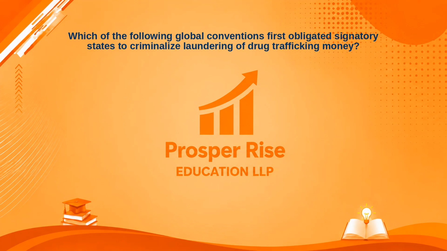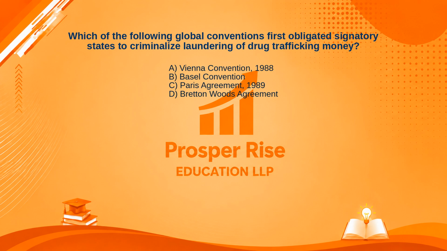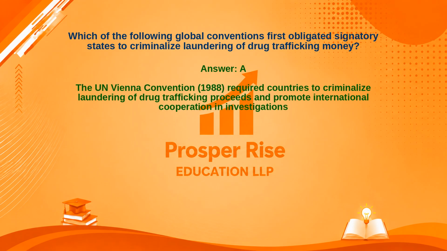Let's look at this next question. Which of the following global conventions first obligated signatory states to criminalize laundering of drug trafficking money? Here are your options. A. Vienna Convention, 1988. B. Basel Convention. C. Paris Agreement, 1989. Or D. Bretton Woods Agreement. Take a moment to pause the video and decide. The correct answer is Option A.